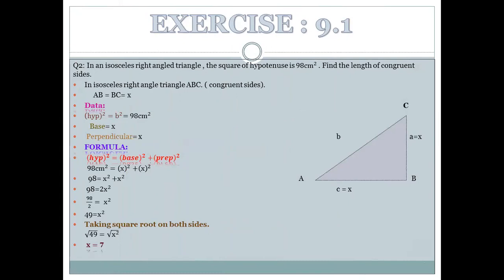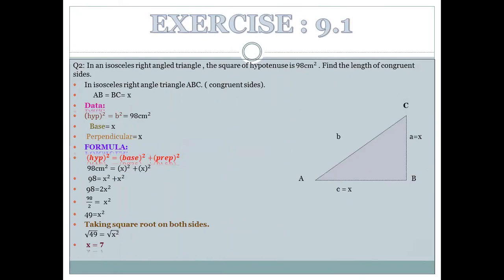In an isosceles right angle triangle. Which triangle is an isosceles triangle? In which two sides of the triangle are equal. But in the right angle triangle, the isosceles sides will be which sides? Base and perpendicular.